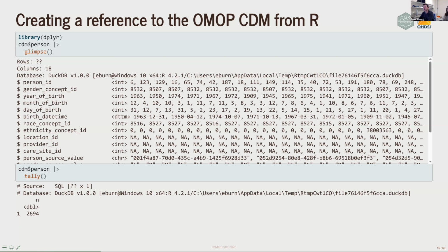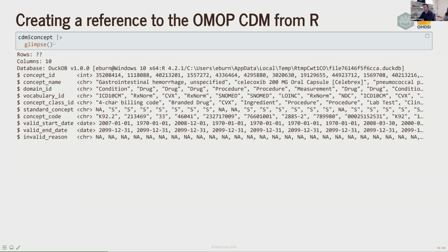So like I said, we've got a unique identifier for each individual in the data. They've got things like year, month, day of birth. Sometimes we'll have ethnicity concepts for individuals. We'll have things like their location. And then, once we've got this reference, we can start using dplyr code. So familiar code like tally, we can just see how many individuals we have in our data set. So in our synthetic data, we've got a little over 2,500 people.